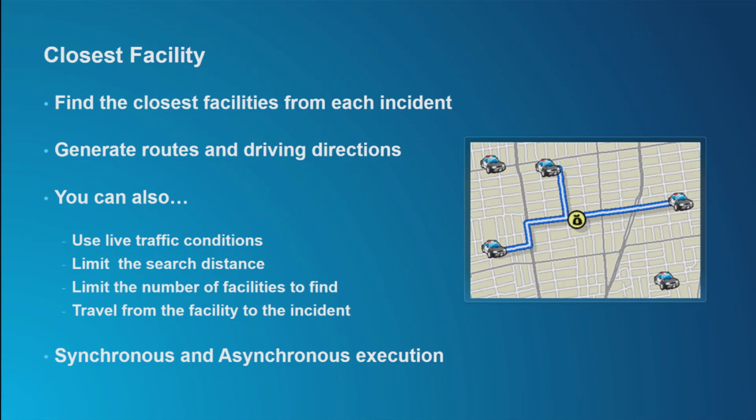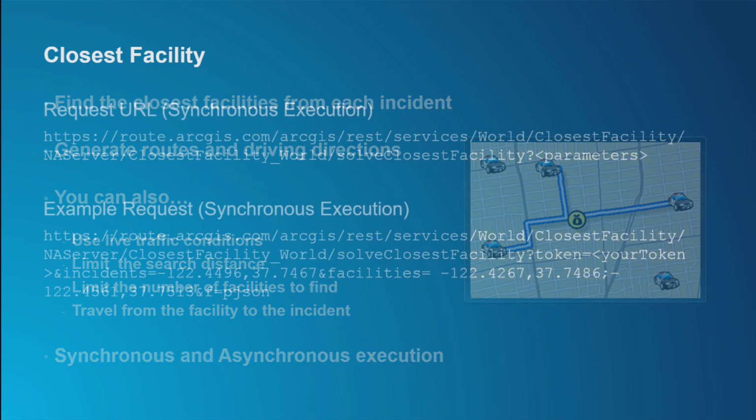You can also specify the direction of travel. So in this case, the direction of travel is from facility to incident. But say if you are routing an ambulance from a traffic incident to the hospital, then the direction would be from incident to facility. So you can specify the direction in which you are traveling, and this service also supports synchronous and asynchronous execution mode.